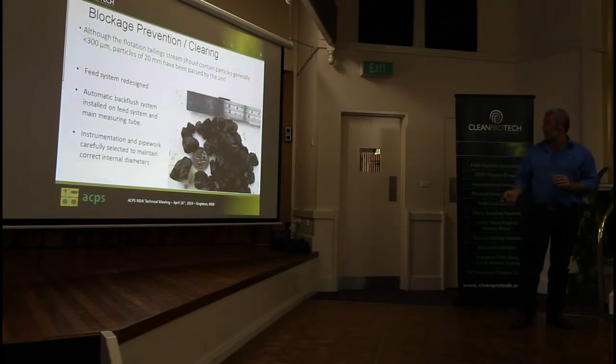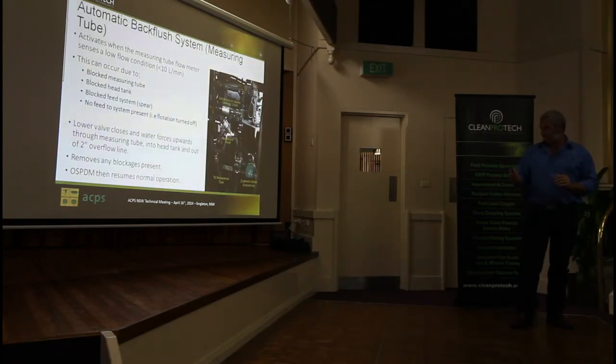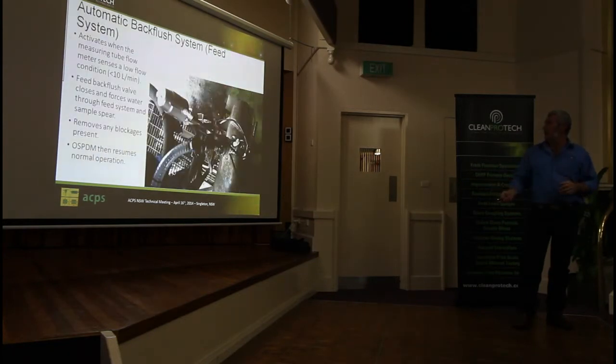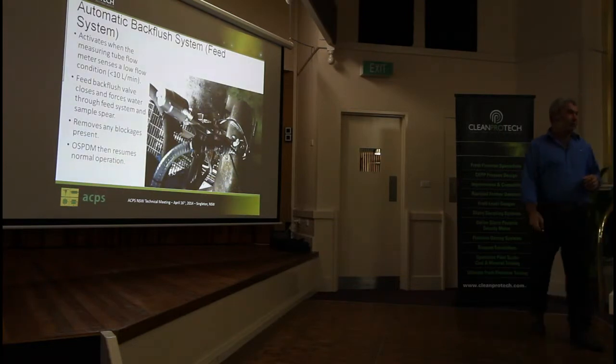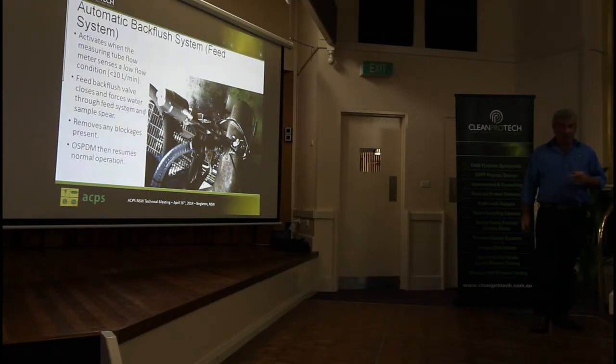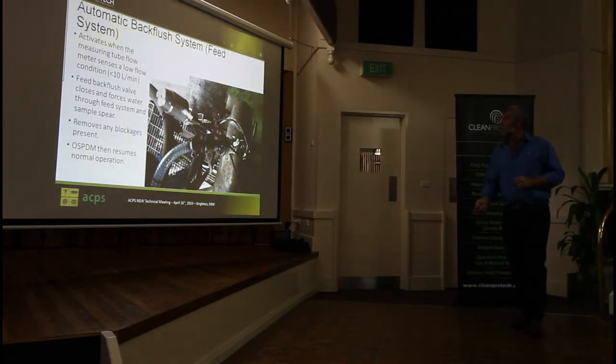It doesn't block. Even if it does block, we have the automatic backflush systems, which take full pressure clarified water back up the measuring tube itself and also the feed system. That's equivalent to pulling everything apart, getting an operator up there, whacking the hose on and blasting it with full bore clarified water. And in the 18 months it's been running at Bluefield, it has never blocked. It has cleared itself, even after being shut down for periods.